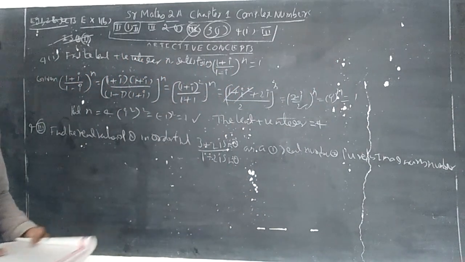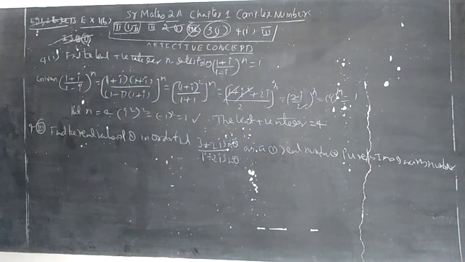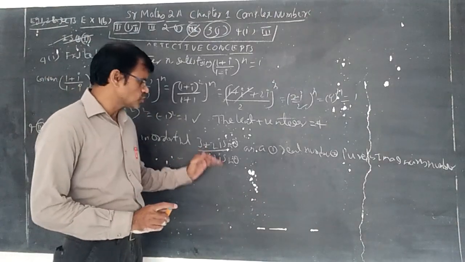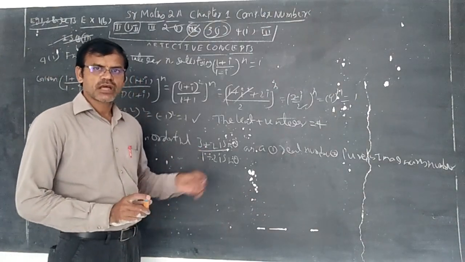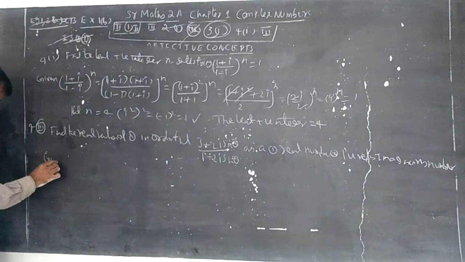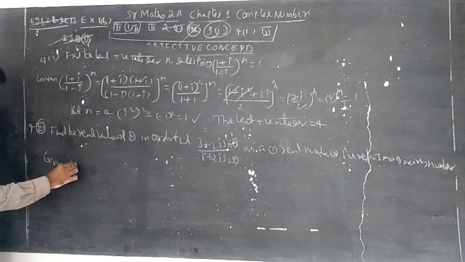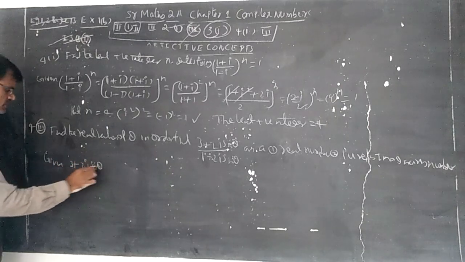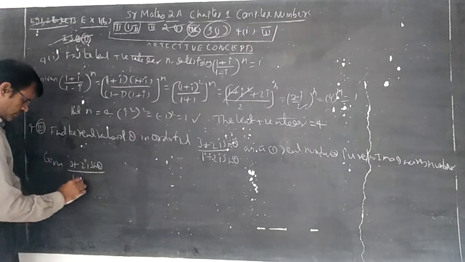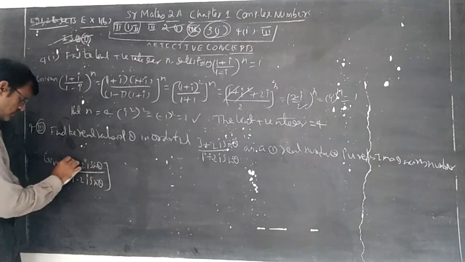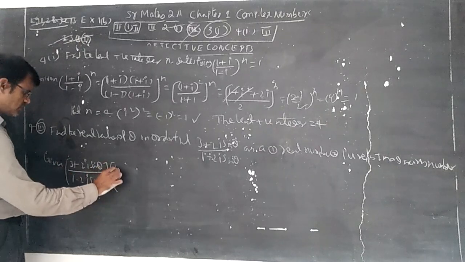Find the real value of theta. To get the purely imaginary number, what value should be substituted for the given theta? The expression is (3 plus 2i sin theta) by (1 minus 2i sin theta). Immediately rationalize.